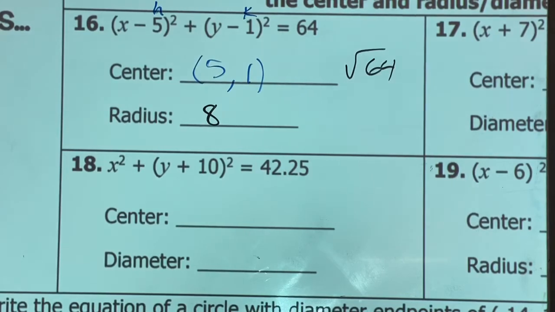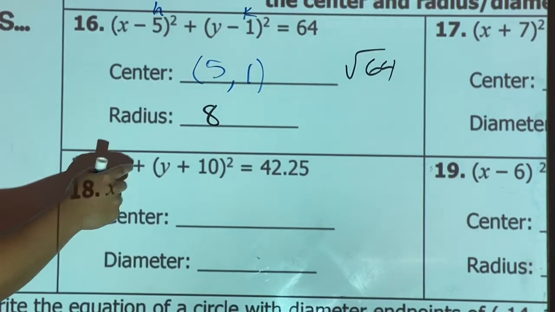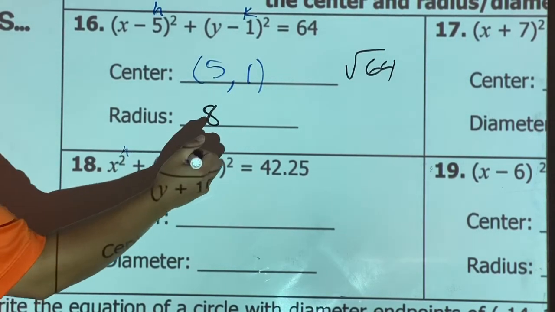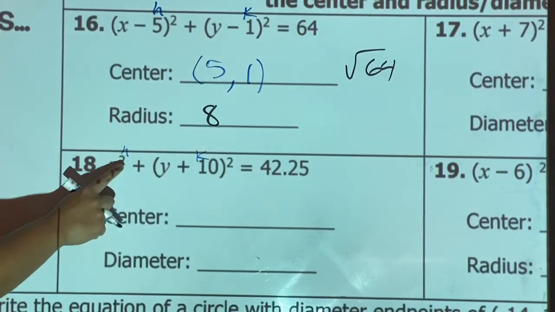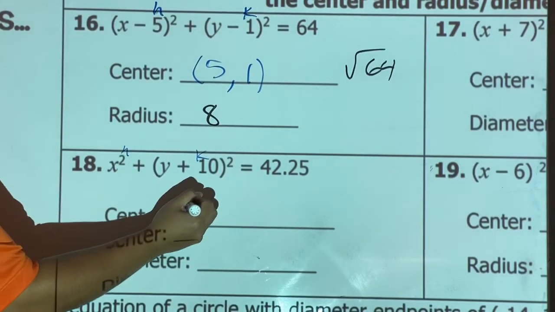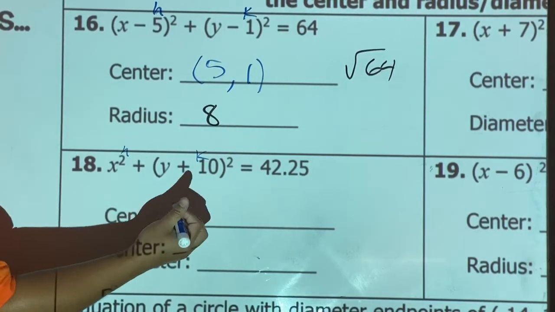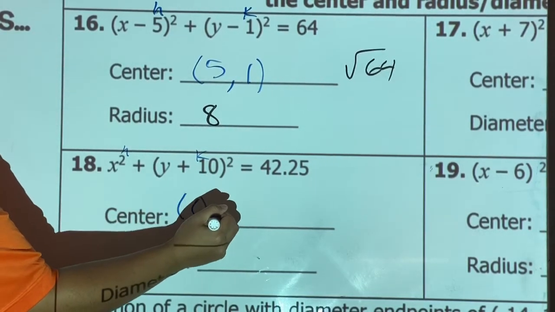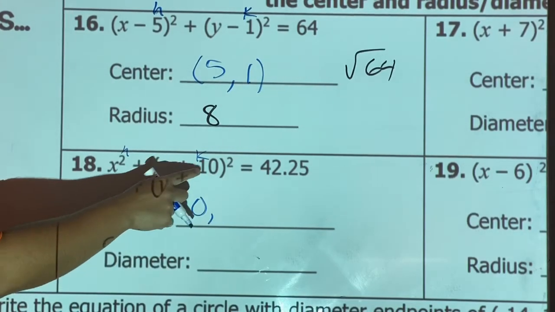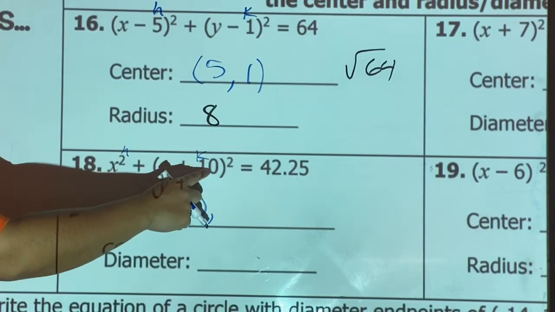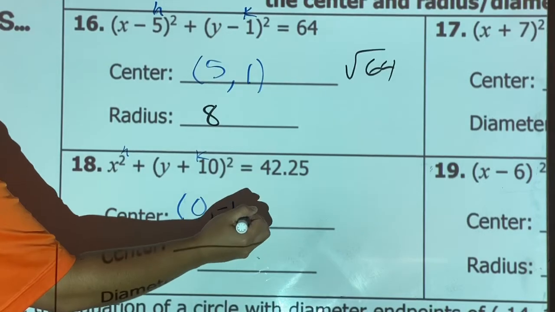Okay, and then on number 18, same thing, right? So it's always x minus h and then y minus k. So because this is x squared, that means technically there's nothing there, right? So it's just like a 0. So you would just put 0, comma, and then y minus 10. So because this is positive 10, that means that this should be negative 10.